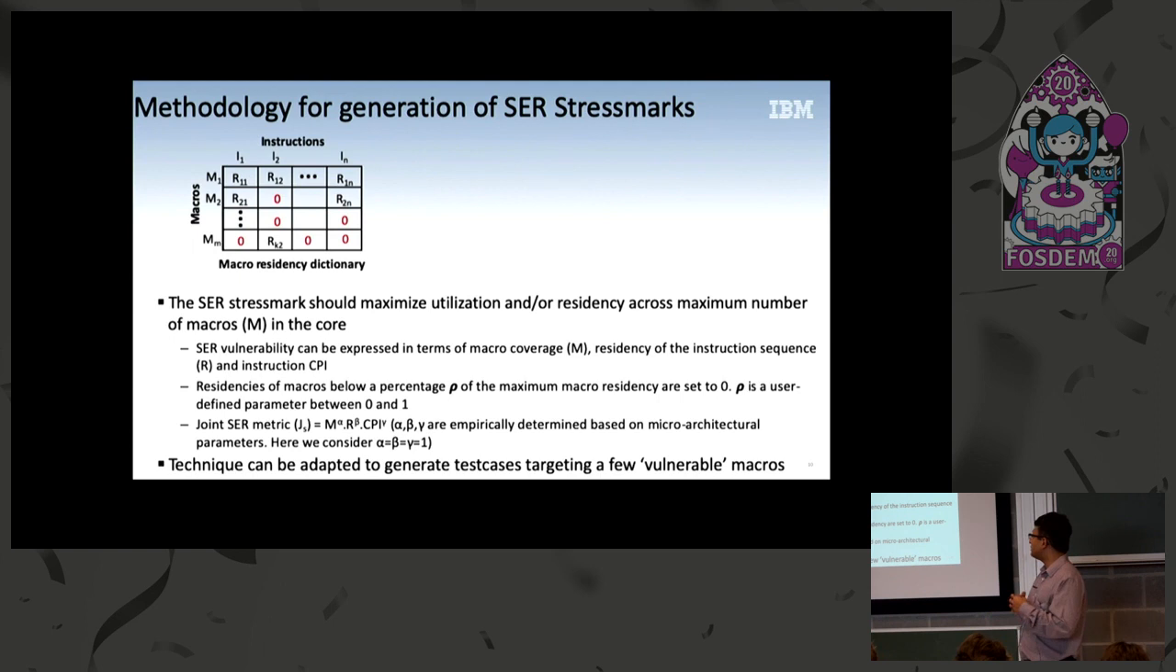And based on this, we determine a joint SCR metric in terms of the macro coverage, the residency, and the CPI per instruction. In this case, just for the purpose of an initial evaluation, we considered single CPI instructions because it obviously depends on the clock frequency. As a joint SCR metric, we just consider the product of the macro coverage M and the residency R. This looks at the entire ISA, the entire processor, but we can actually adapt it to a subset of just a few instructions or a few macros to focus on the targeted errors that I spoke about. So if you want to look at a particular set of vulnerable bits or vulnerable latches or macros, we can do that as well.